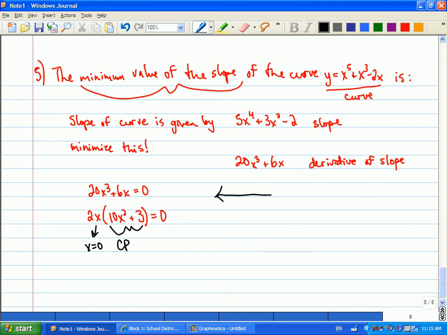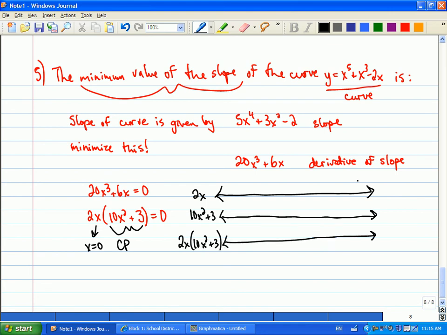Let's take a look at using the first derivative test now. And again, I know some of you can do these number lines quicker, but it tends to be that when I explain it, it works out better if I show you the whole thing. So at 0, it'll be negative on this side and then positive on that side. And we already said that this one is always positive.